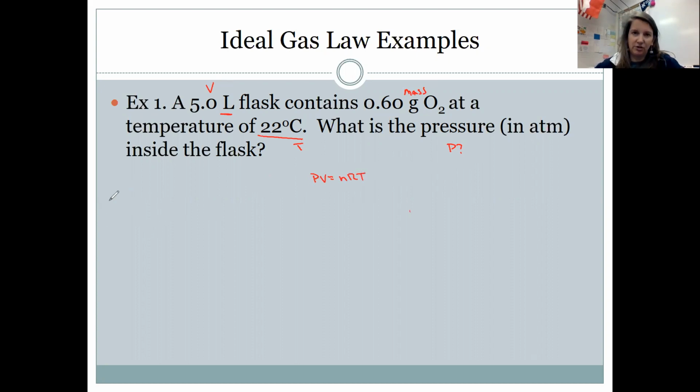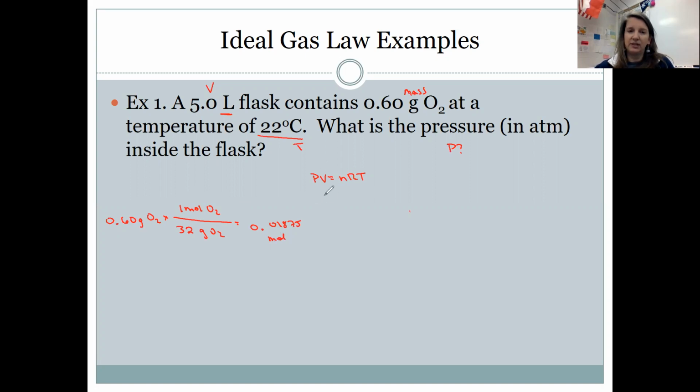So the first thing we're going to have to do is convert that mass into moles, because we don't put mass in this equation, we put moles. So we have 0.6 grams of O2 times, we have put our molar mass down here, 32 grams of O2. And we have 1 mole of O2 up here on the top. So we're going to go ahead and calculate this really quick. And I'm not going to round to sig figs quite yet. I'm going to wait till the end, 0.01875. And those are going to be my moles.